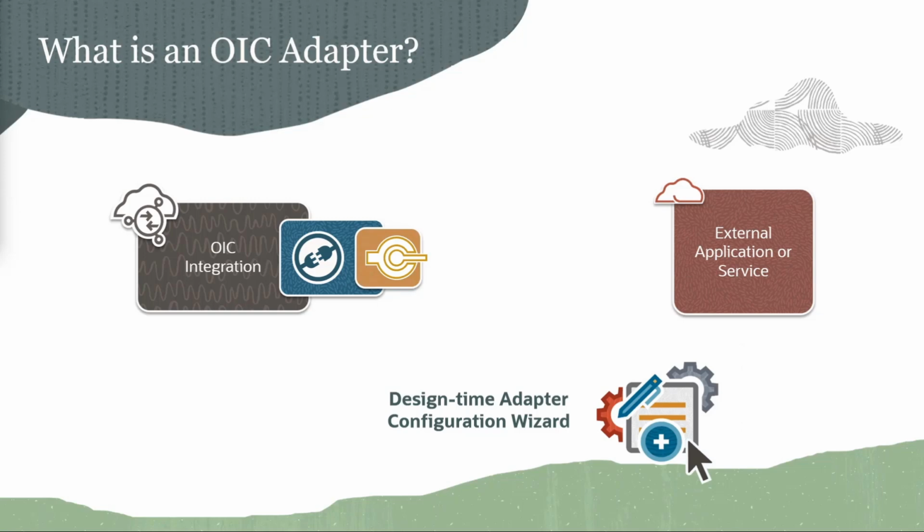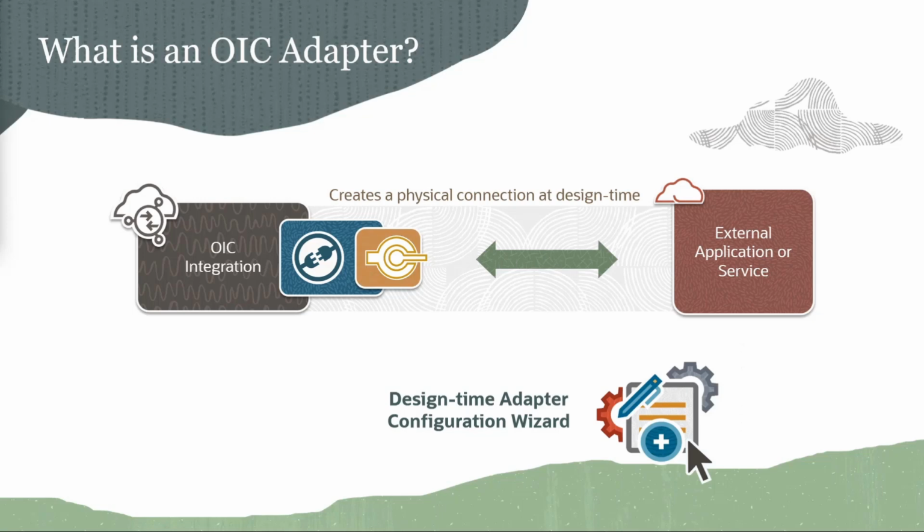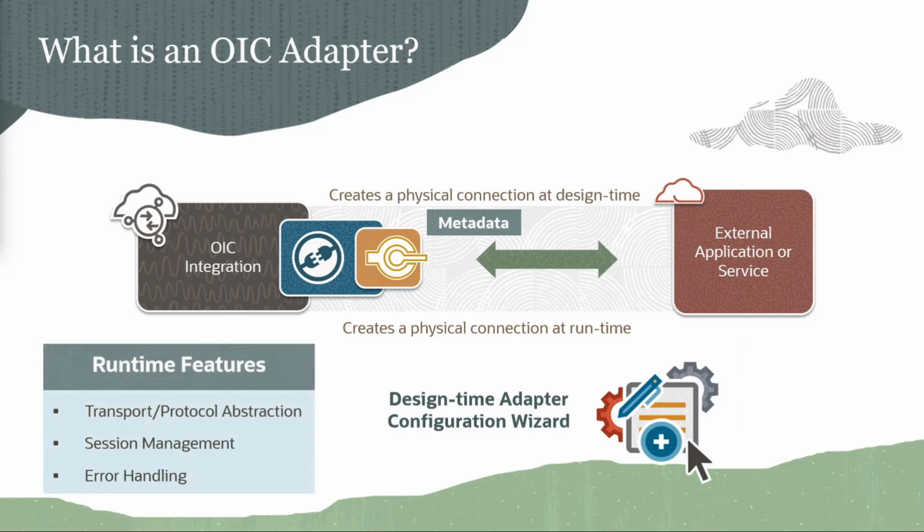Technically, for most types of adapters, a temporary physical connection is established at design time with the external system. This allows for the automatic discovery of application assets such as business objects, services, and events, or in the case of databases, the schemas, tables, and stored procedures. And then later at runtime, OIC establishes a unique physical connection between your integration instance and the external application using that adapter, abstracting you from the complexities of transports and protocols. Other runtime features include session management and both standard and custom error handling capabilities.